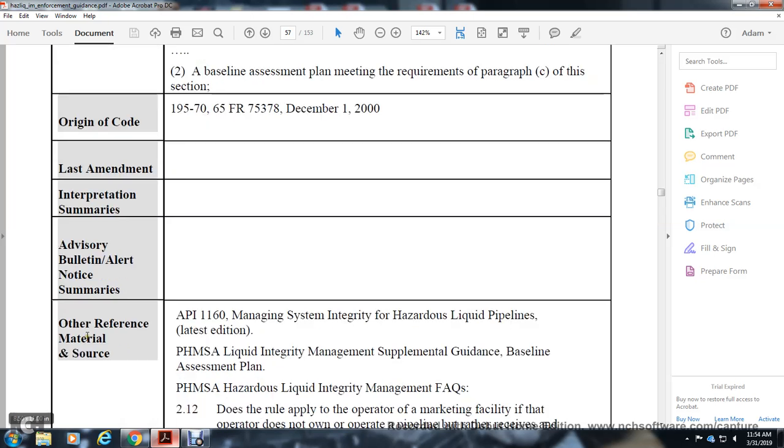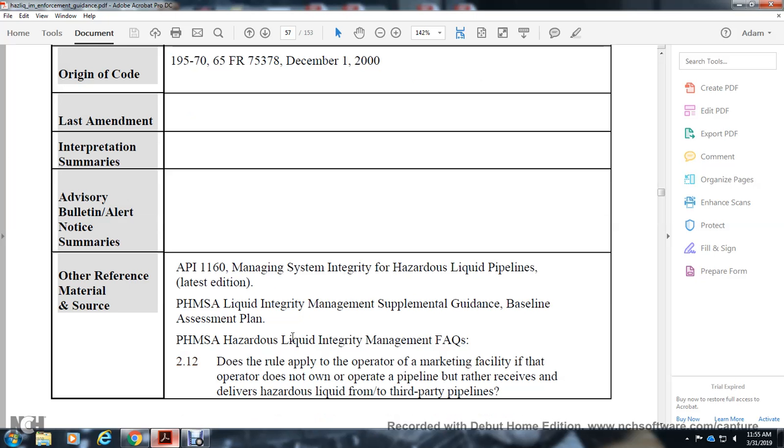Other reference material and sources: API 1160, Managing System Integrity for Hazardous Liquid Pipelines; PHMSA integrity management supplemental guide; baseline assessment plan; PHMSA hazardous liquid integrity management frequently asked questions of the rule. Does the rule apply to an operator with a marketing facility, or an operator that does not own or operate pipeline but receives hazardous liquid delivered in third-party pipelines?